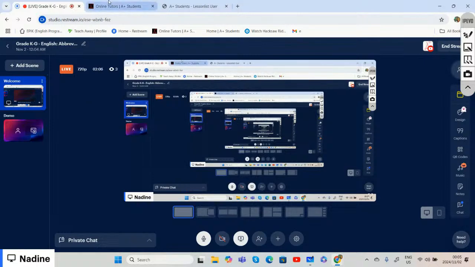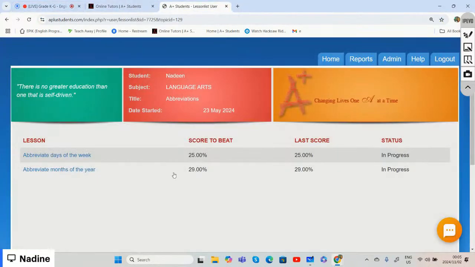All right. Yes, this is grade two. It says kindergarten to two, but I think the focus is mainly just on grade two, especially since we are on A plus students under grade two abbreviations.